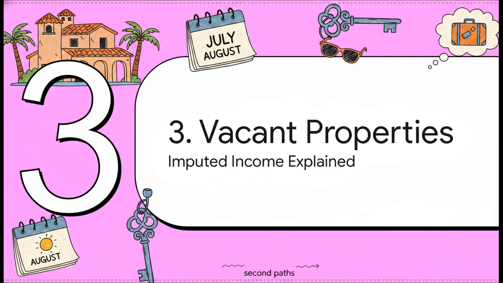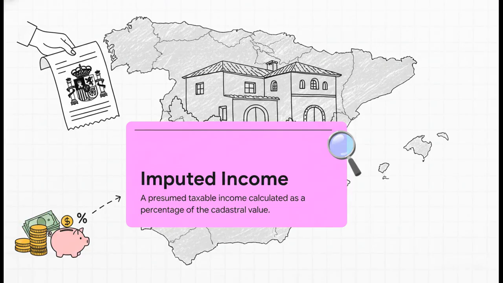Section 3. Path 2. Vacant properties. Imputed income explained. Let's pivot to those empty homes. Say you've got a gorgeous villa that sits empty most of the year waiting for your summer holidays. Spain taxes that through imputed income. It's essentially an assumed financial return. The government basically says, hey, owning real estate is wealth, so we presume it generates an income potential, even if absolutely no cash is changing hands.